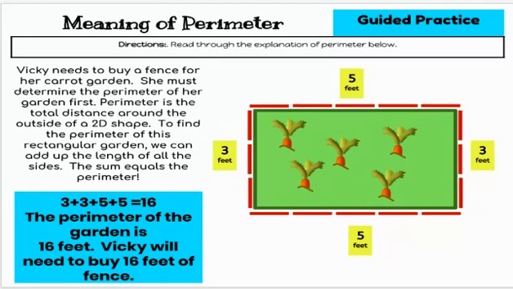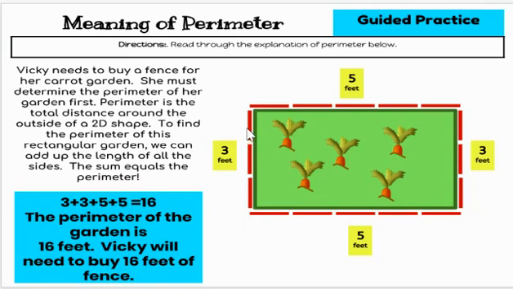To find the perimeter of this rectangular garden, we can add up the length of all the sides. The sum, the answer to the addition problem, equals the perimeter. So here it shows us our problem. 3 plus 3 plus 5 plus 5 equals 16. So the perimeter of the garden is 16 feet. Vicky will need to buy 16 feet of fence.